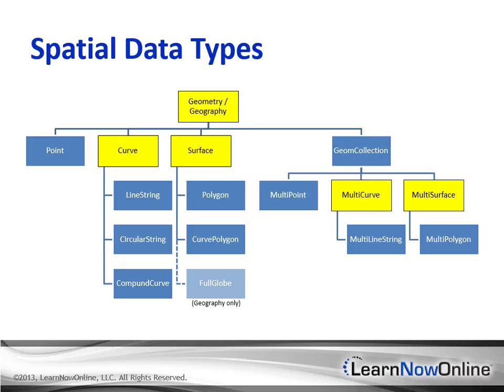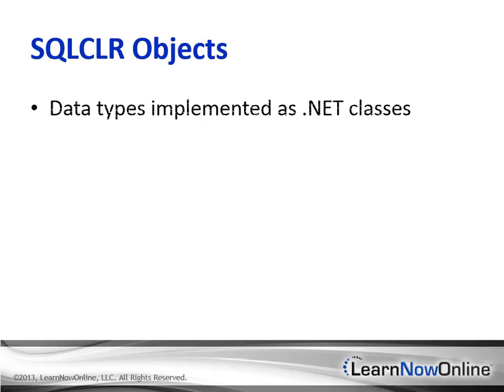And as I was describing the hierarchy, I pointed out some of the ones that you'll probably use most commonly. But it really depends on what kind of applications and what kind of shapes you need to use within your database and client applications. The geography and geometry data types are .NET classes implemented as system SQL CLR objects with several dozens of methods.